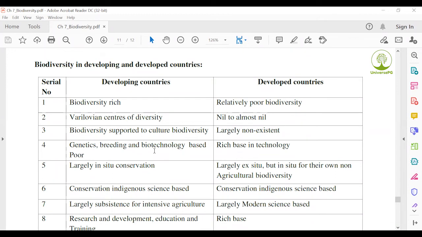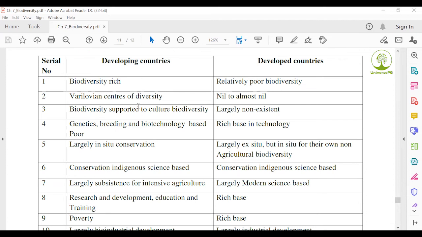Next, biodiversity in developing and developed countries. What is the present status of biodiversity in developing countries and developed countries? You know, Bangladesh is a developing country, and developed countries are generally the highly rich countries: USA, UK, Australia, Netherlands, Finland, Switzerland. Bangladesh, Pakistan, India, Myanmar, Indonesia, and some Middle East countries are developing countries.